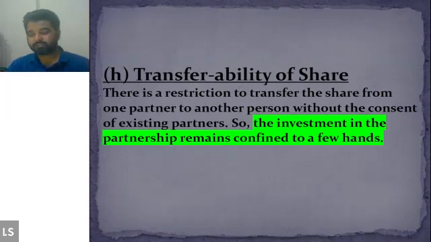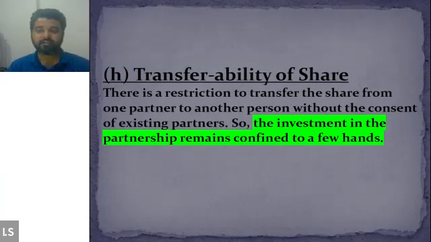Let's suppose there are three partners, Evan, Heba, and Imran, all equal partners in the business. Now I want to transfer my part of the share to some other person, Mr. X. Unless and until both of you agree on this, I cannot transfer my share. There is a restriction on transfer of share. In order to transfer the share, I need to take the consent of all the partners. If there are three partners, I need the consent of the remaining two partners.